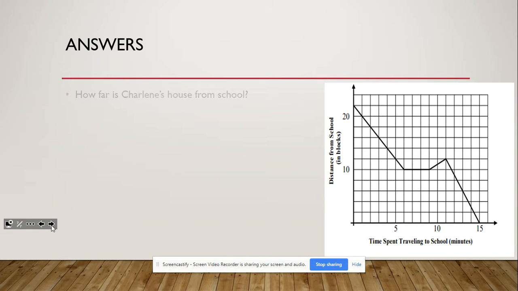Here are your answers. The first question, how far is Charlene's house from the school? We want to take a look at the y-axis here and notice where she started. Notice, by the way, that each of our lines are going up by 2. And you're more than welcome to write these out. I would recommend it. So the first question, how far is Charlene's house from school? 22, and they give you right here the unit of measure, blocks.